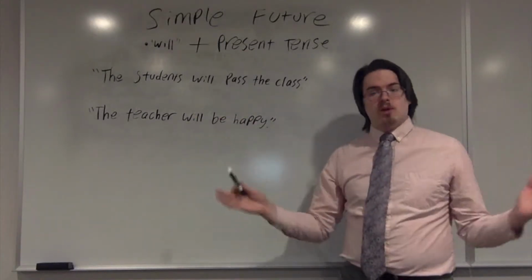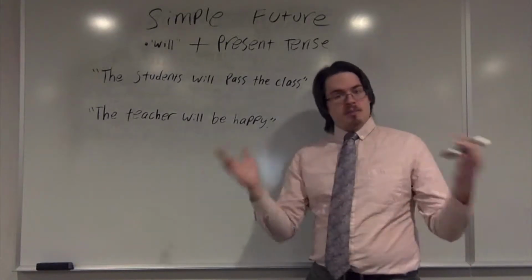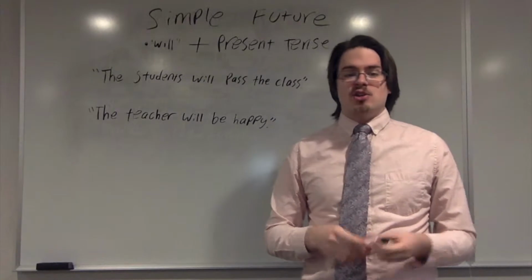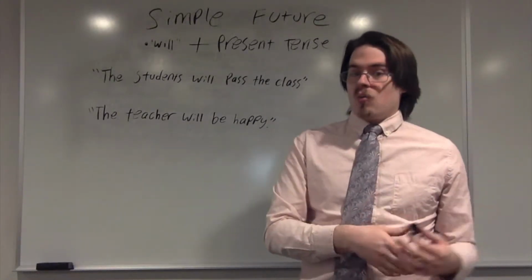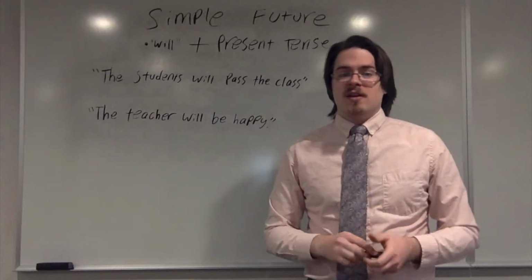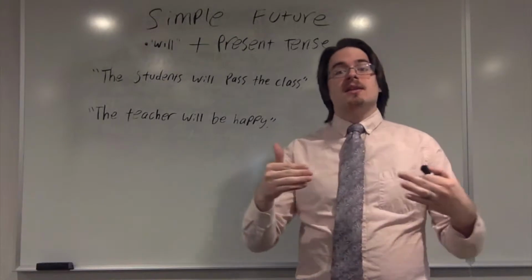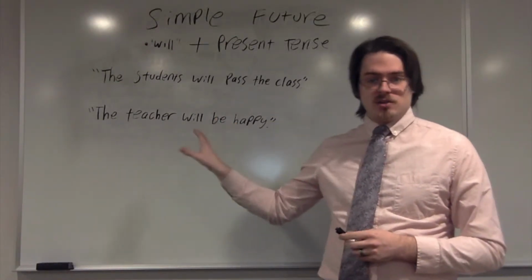The students will pass the course. Or the teacher will be happy. Note that the simple future states that the action or state of being will happen or exist in the future time frame. We will look at a little bit about various auxiliary verbs that can be used to describe varying levels of certainty or expectation associated with future actions.